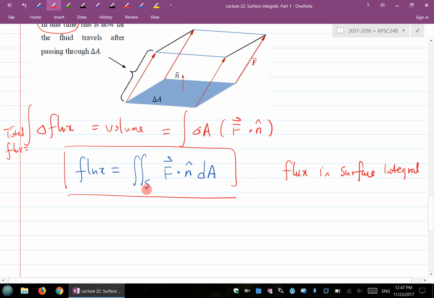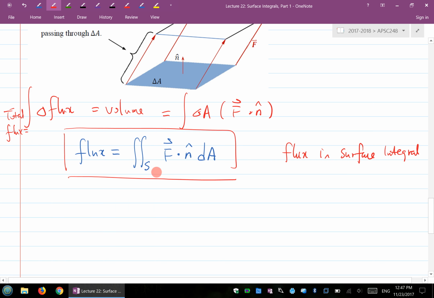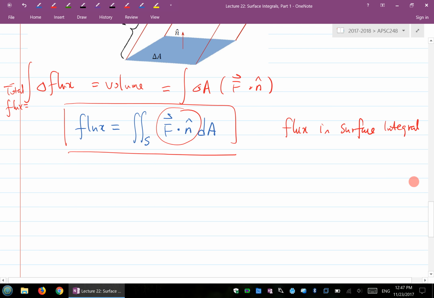So the whole idea here is integrating over the surface S. You integrate this quantity, and then you get the total flux. Now the rest of the work seems to be a lot, but I'm going to break it down into individual sections, and each one of them will turn out to be really nothing new. It's just a repeat of the double integrals we learned before. Before we move on, there's another thing I need to cover.